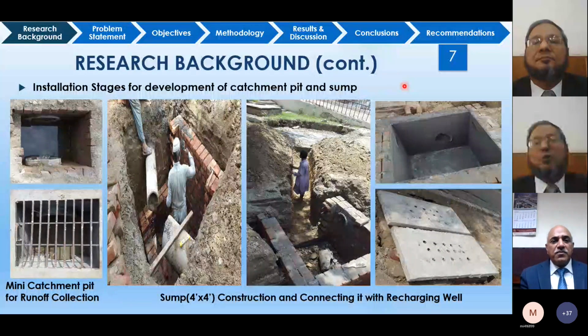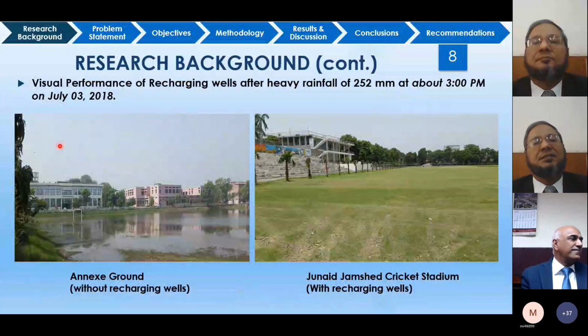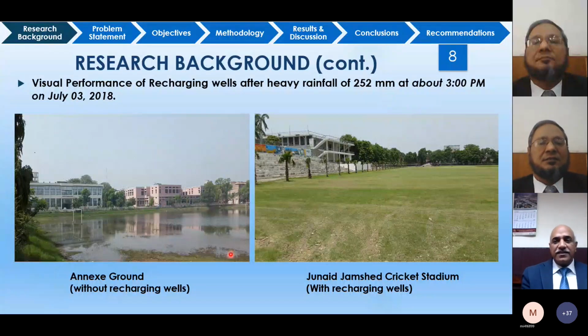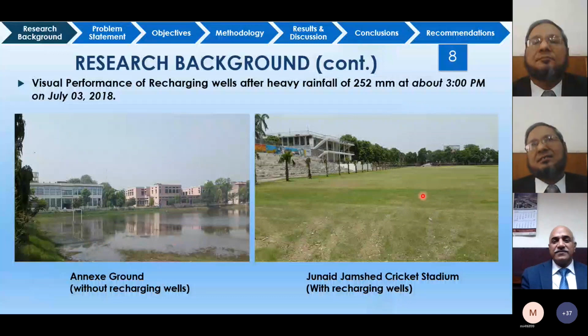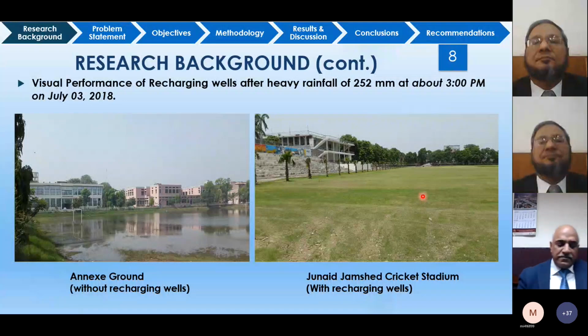The performance evaluation is shown visually in this slide. For the rainfall event of July 3rd, 2018, 252 millimeters of rainfall occurred. You see this is the ground after the rainfall, and the water is available, a lot of inundation. But here you don't see any flood inundation. The reason is the water immediately entered these large diameter recharging wells. So large diameter recharging wells are very effective in avoiding flood inundation and also in recharging the ground, because a large amount of water is stored in these wells, and then it keeps on infiltrating into the ground.